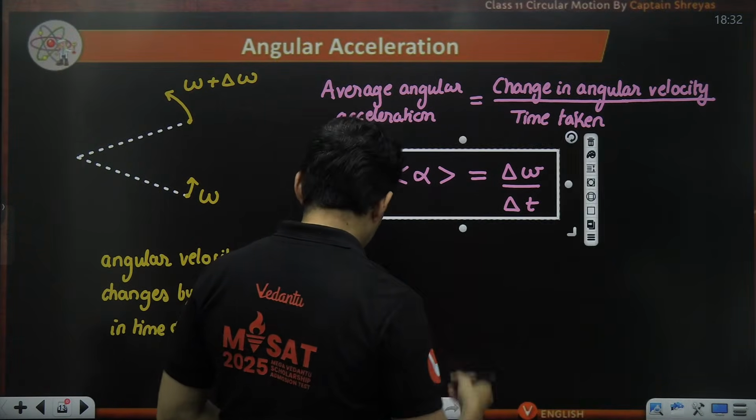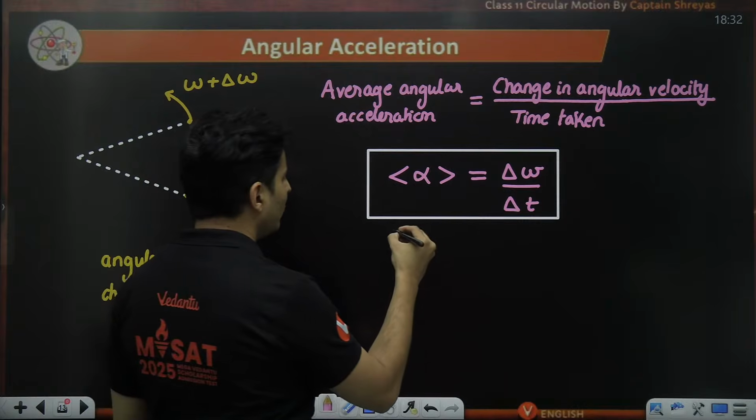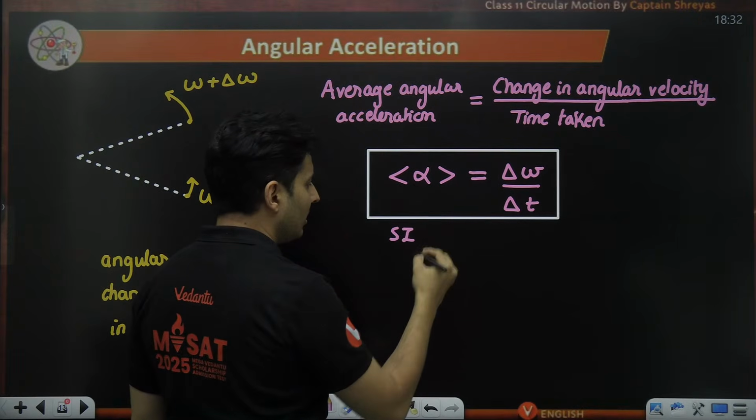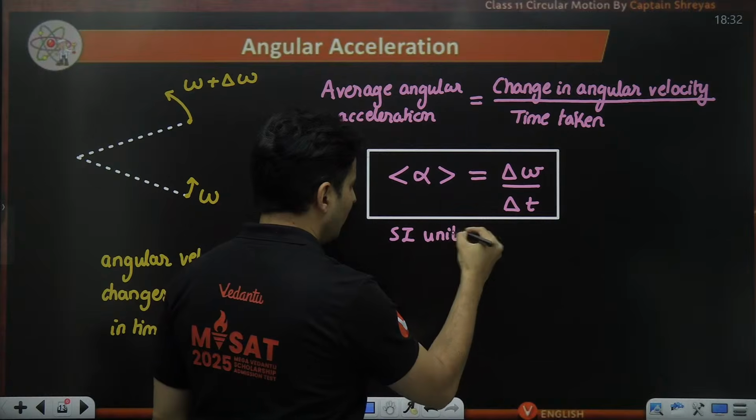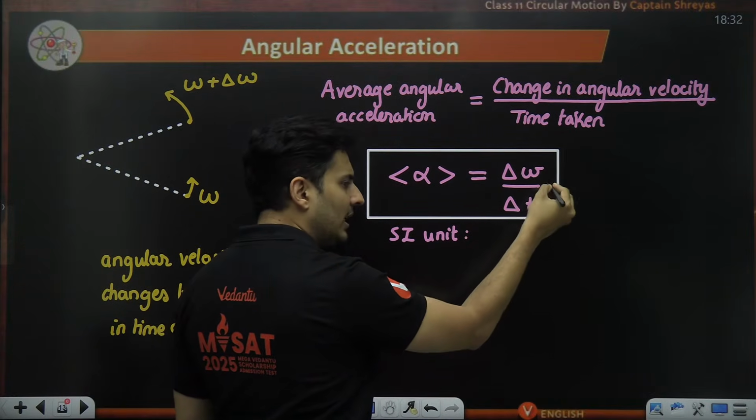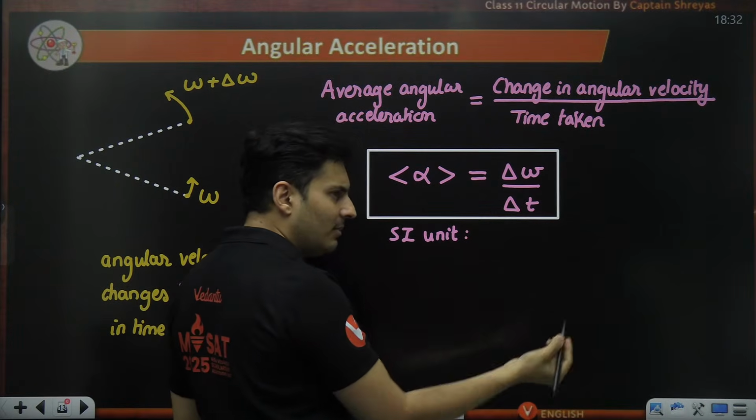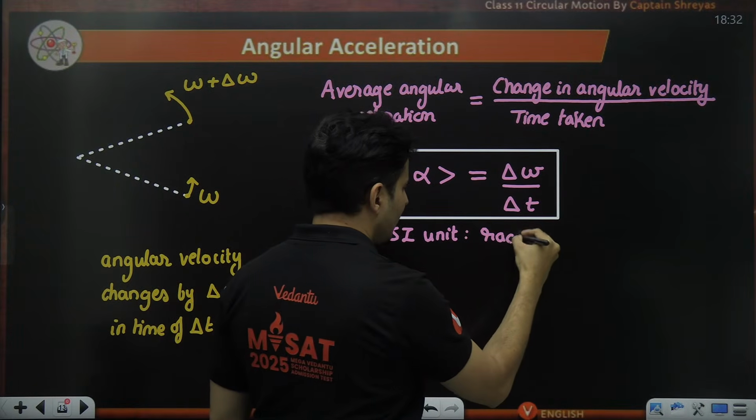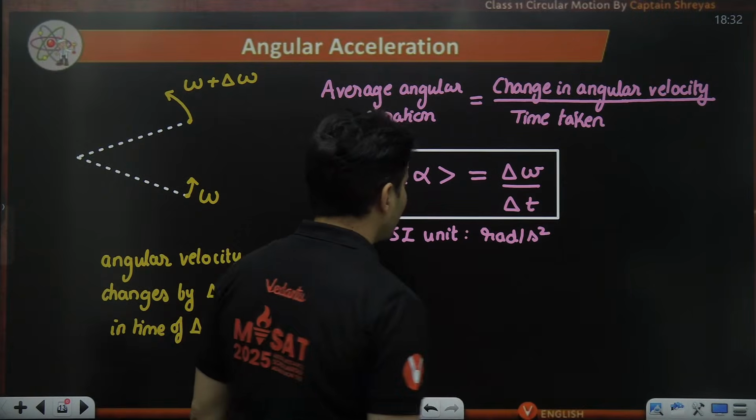Okay, so let me block this. Can we guess the SI unit of this particular term? The SI unit, think about it. This is radian per second divided by second. So radian per second square, just like we had meter per second square. So this is radian per second square.